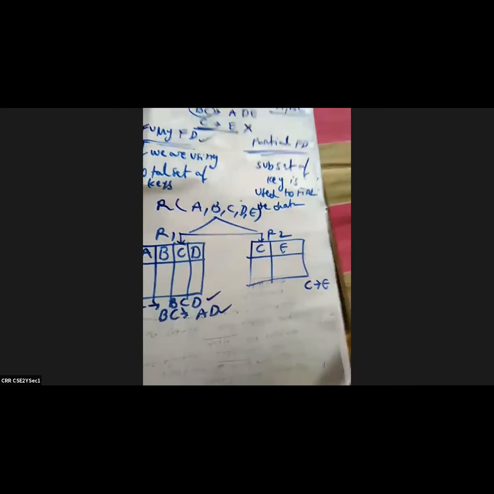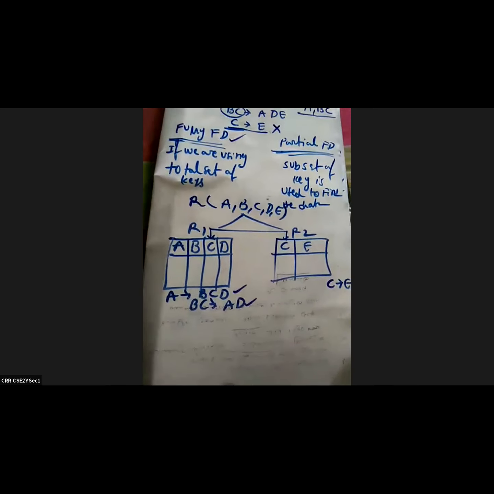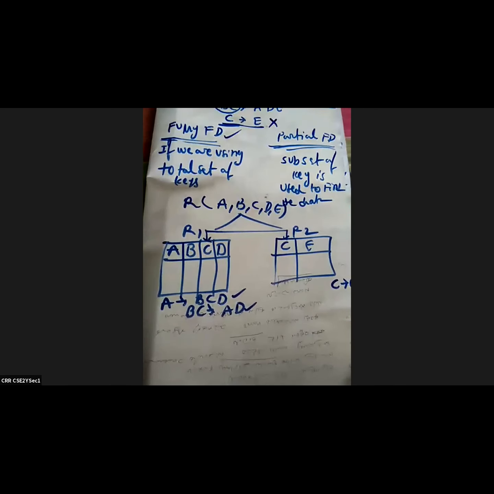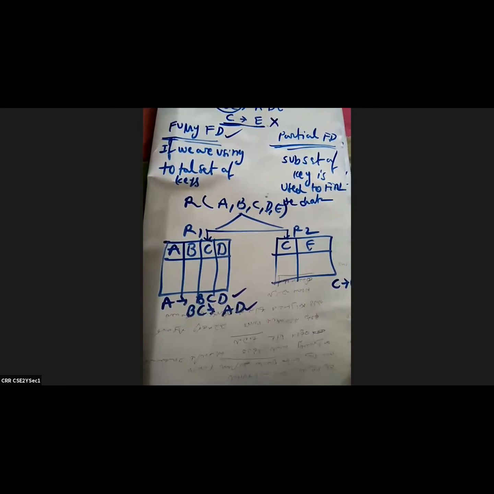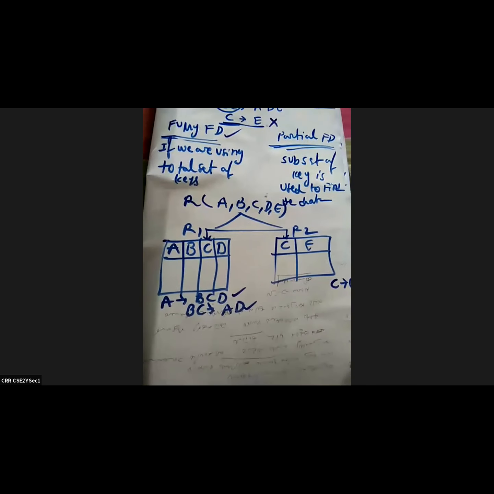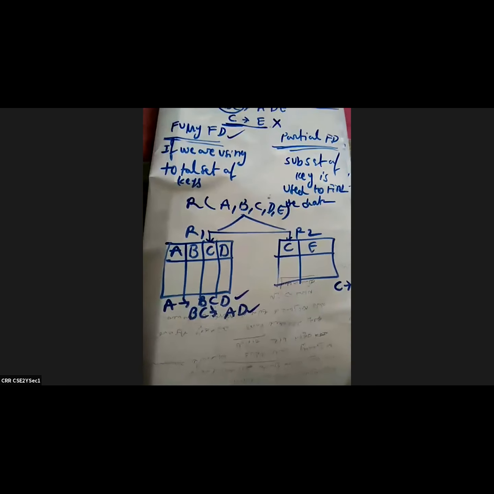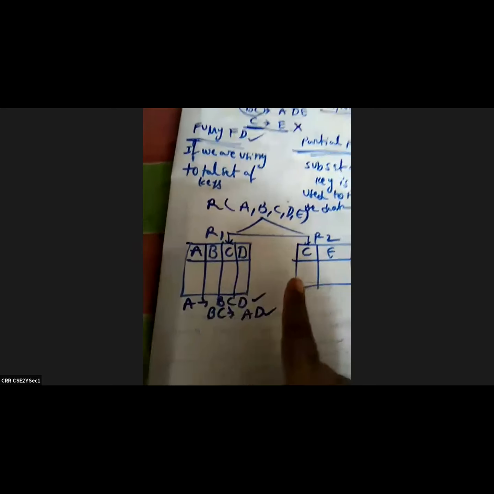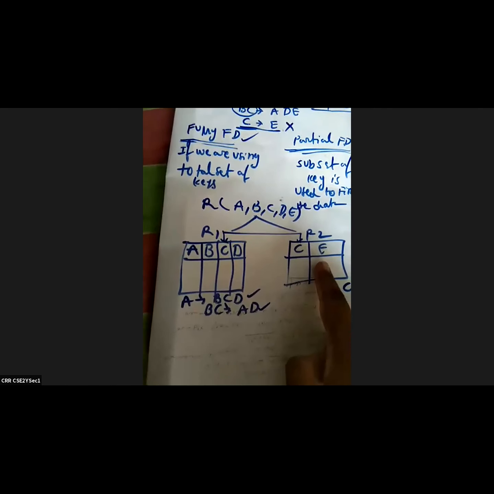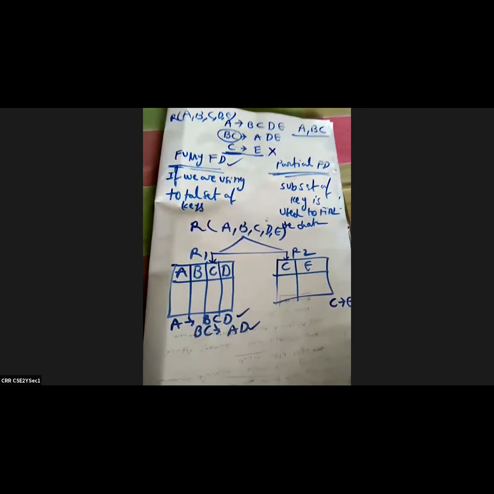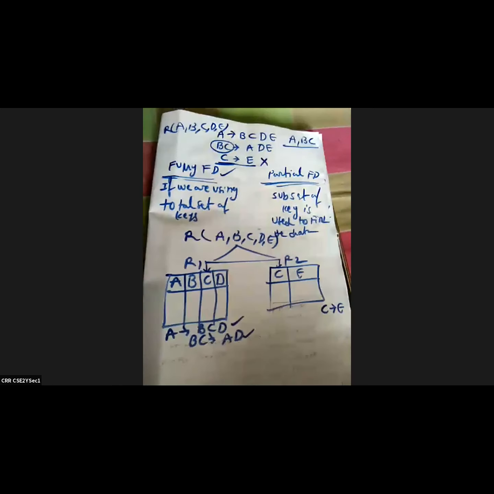When we are decomposing one table into some smaller tables, we should remember two properties. What are they? One is the lossless join and another one is the dependency preservation. Here the lossless join is not occurring. Why? Because if we want to join these two tables again, then we cannot get the data of E. Am I right?